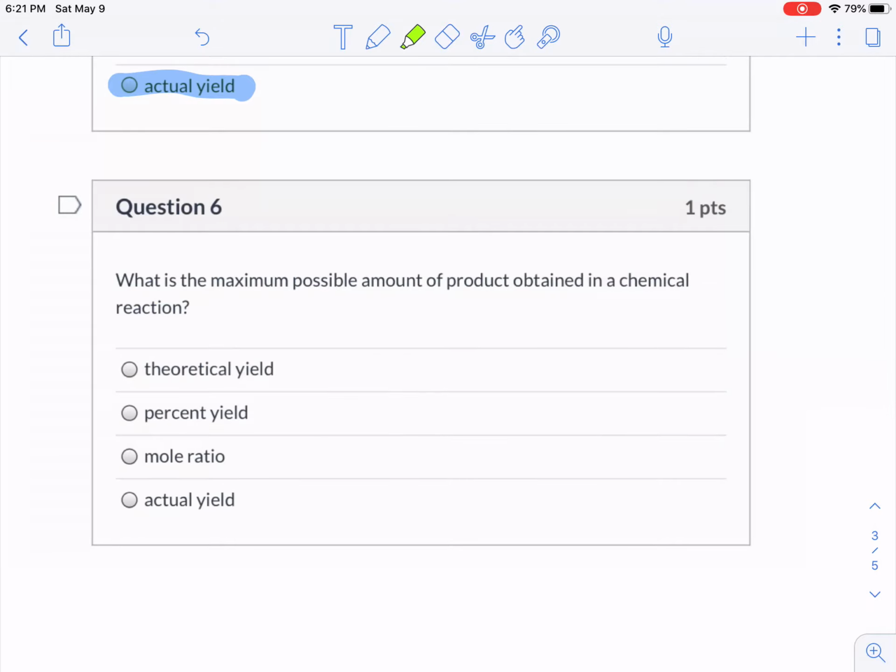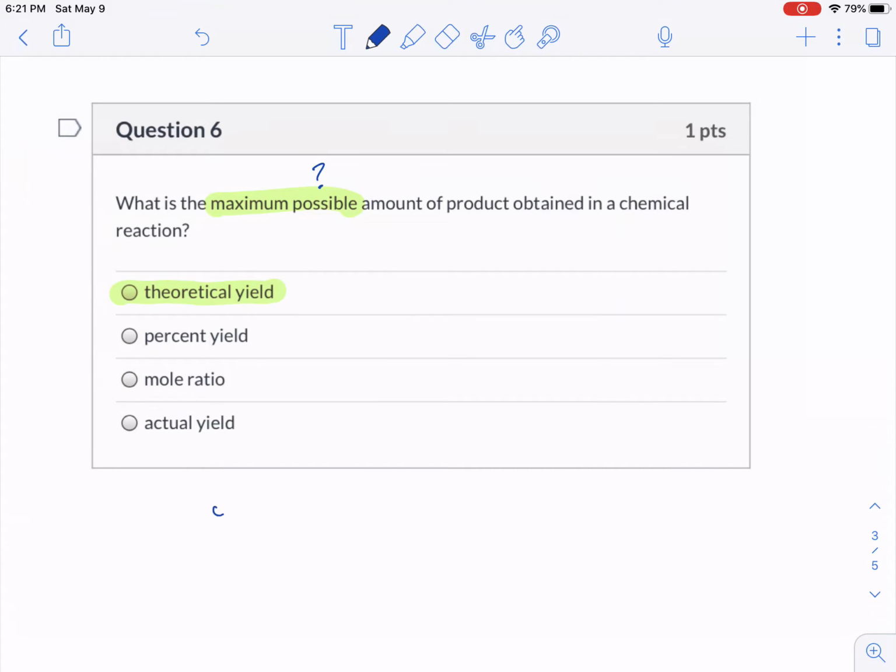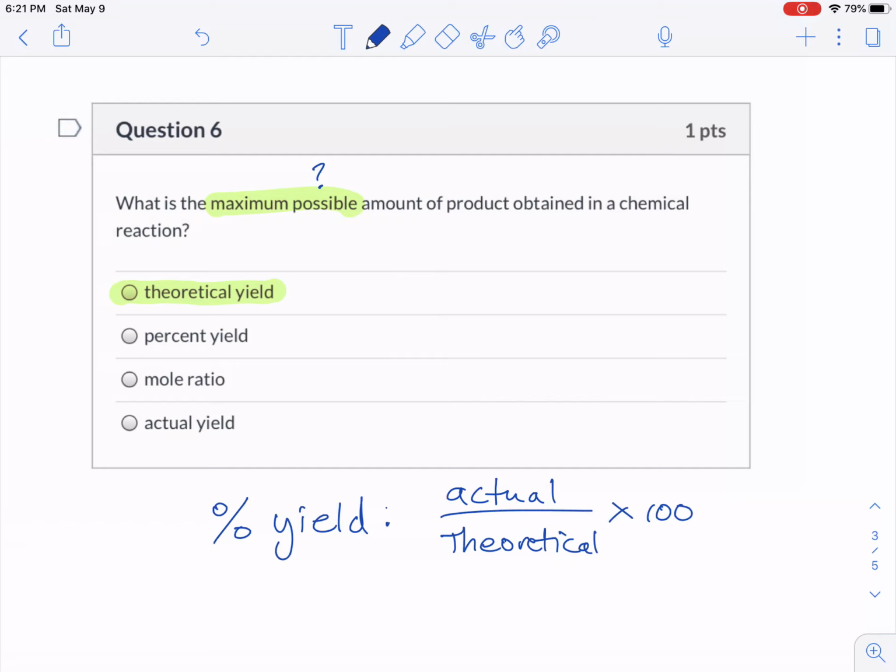Question number 6 asks something a little bit different. What is the maximum possible? Now that word possible means that it's questionable, right? We're not completely sure, but it is possible. Well, our maximum possible product is called our theoretical yield. Now, to calculate our percent yield, we need our actual divided by our theoretical yield. And we multiply this by 100 so that we have a percentage.